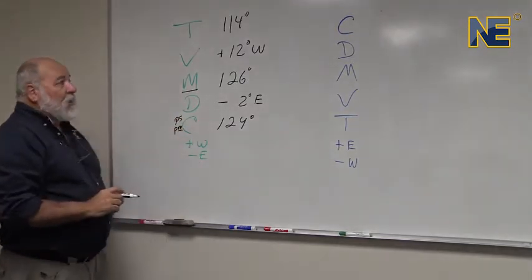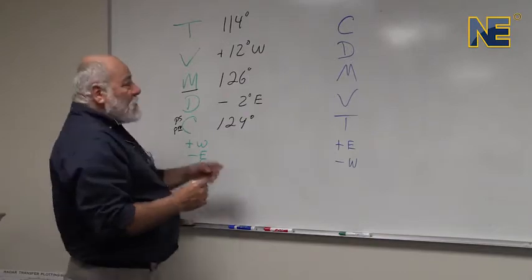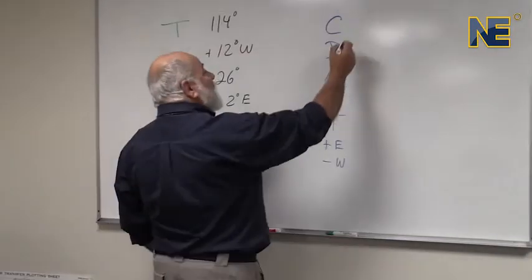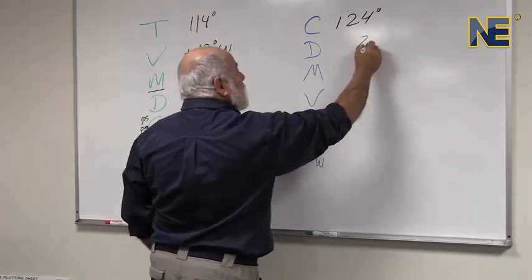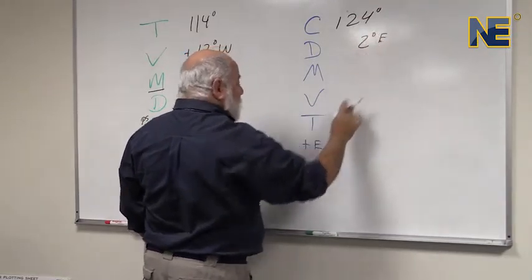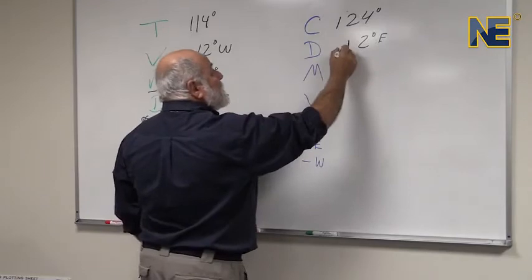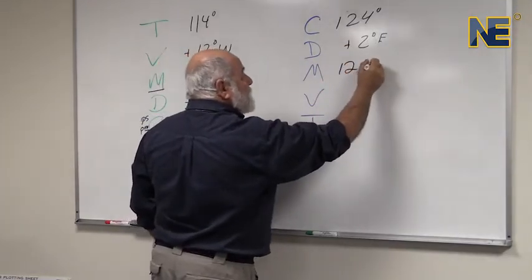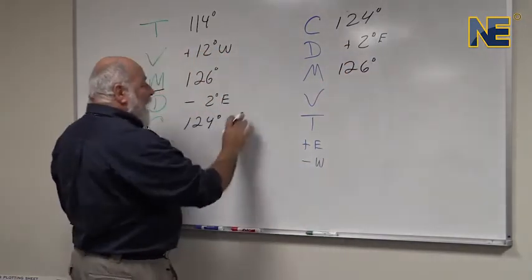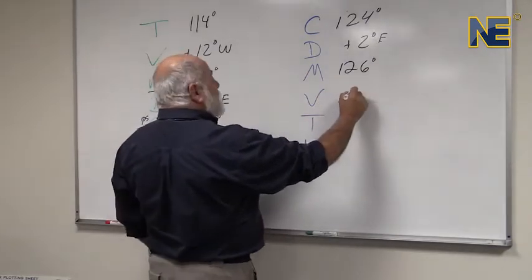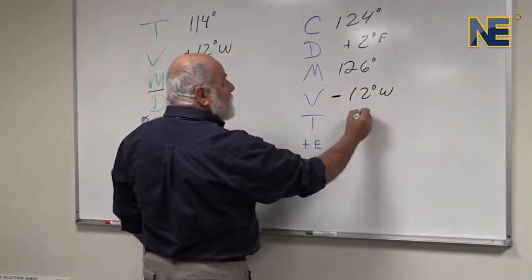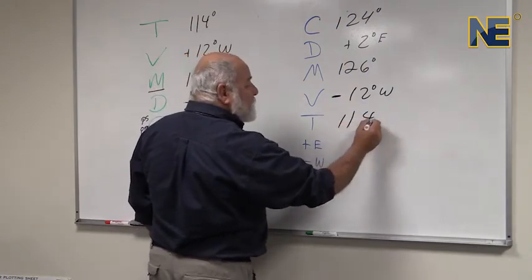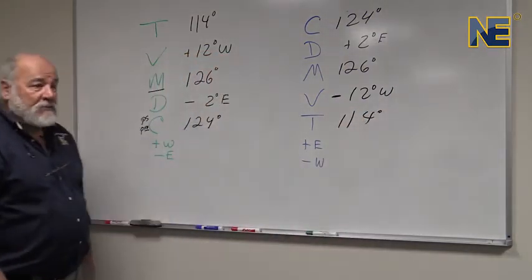If we did it in the opposite direction, if we had a compass course and our compass course was 124 degrees, our deviation is 2 degrees to the east. Now we're going to add east, which is going to give us 126 degrees magnetic, and our variation for the area is 12 degrees to the west. We're going to subtract that 12. It's going to give us a true course of 114 degrees.